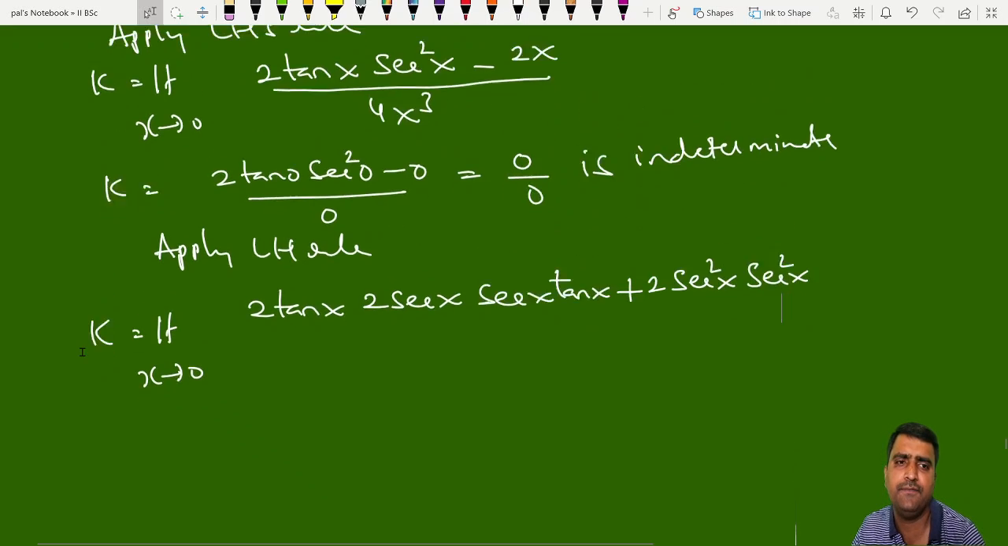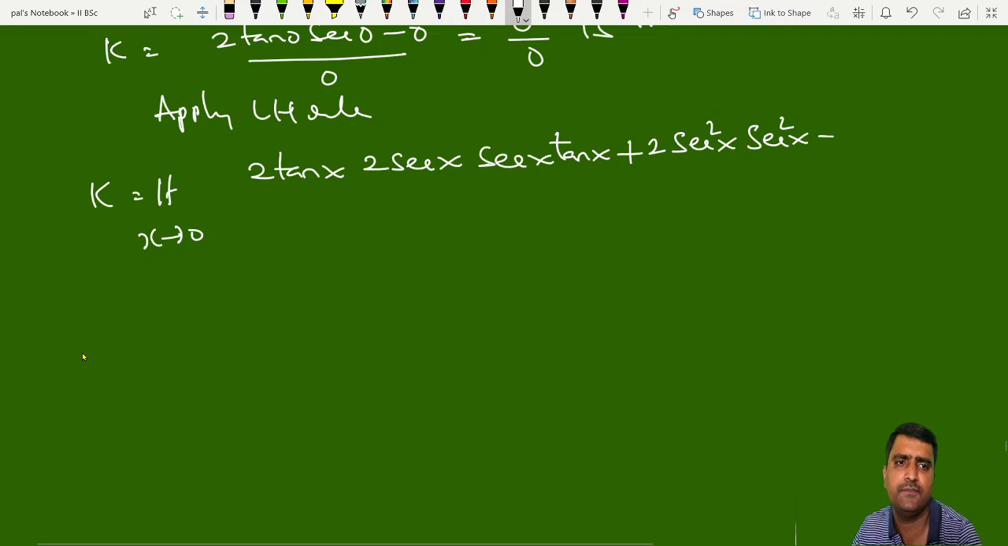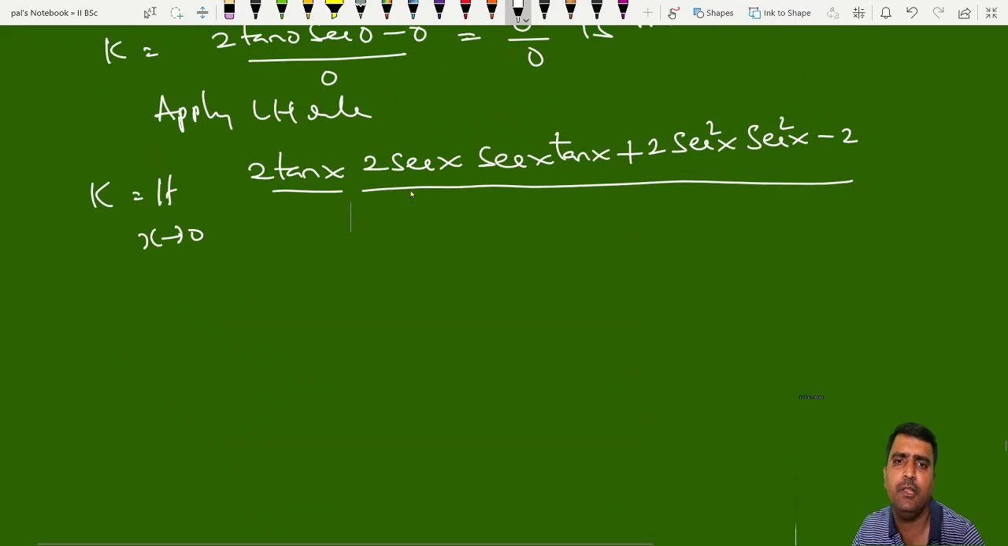Again, differentiation of 2x is 2, so minus 2. This is divided by differentiation of 4x cube, which is 12x square. So now we have to simplify this, limit x tends to 0.